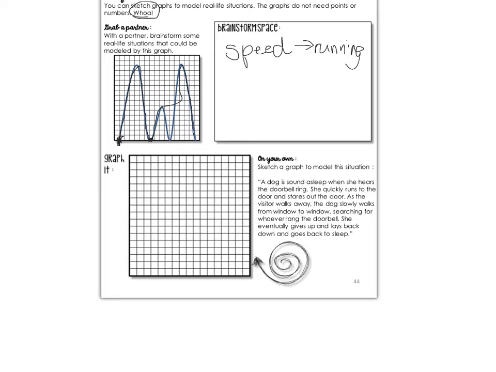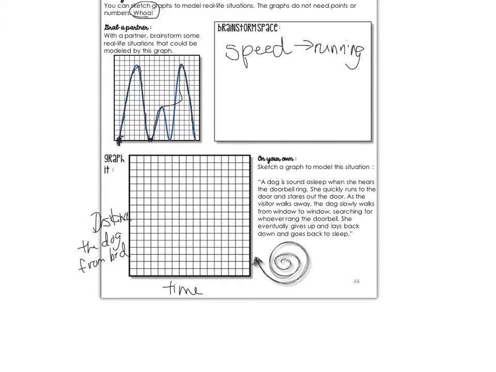Now, the first thing we need to think about are the two variables that we are comparing together. In this case, on the x-axis, we are comparing the amount of time, and on the y-axis, we are talking about the distance the dog is from the bed.